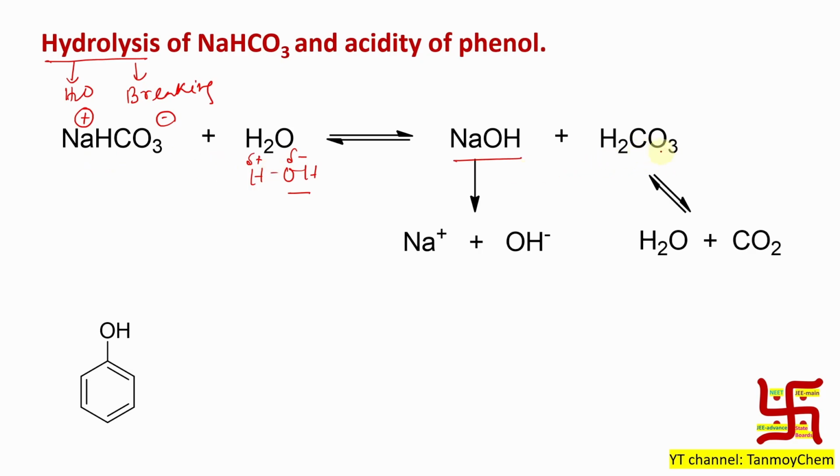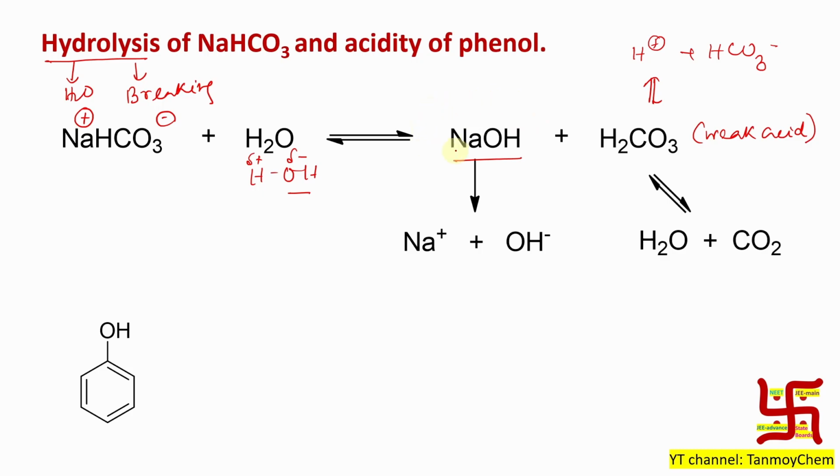acid. By the way, carbonic acid is a weak acid, meaning it dissociates partially into H plus and HCO3 minus. This dissociation is actually very less. That's why in the majority of cases the dissociation of carbonic acid is ignored.